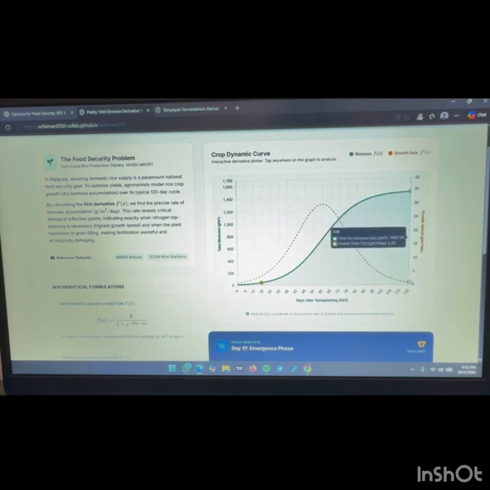If I click right on the top of this hill, the simulation tells us the exact day the crop is growing fastest. The tool gives you an analysis saying this is your final deadline to add fertilizer. If you add it after this, it is wasted.